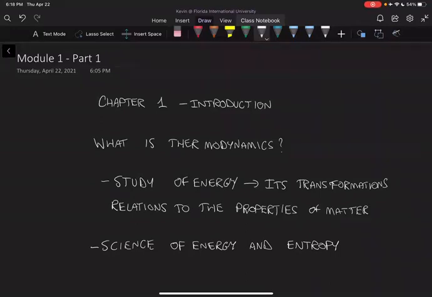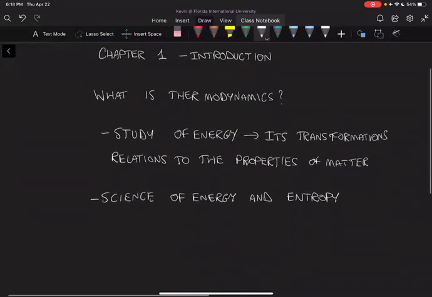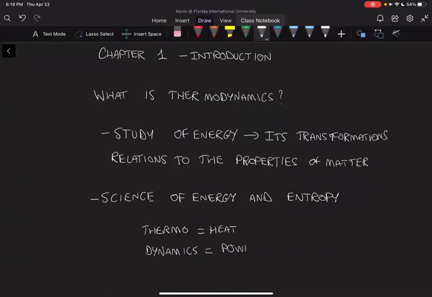Now, the actual word thermodynamics comes from the Greek thermo and dynamics. Thermo means heat, so thermo is essentially equal to heat. And dynamics in Greek is actually equal to the word power. So we're going to be looking at heat and power essentially through thermodynamics.